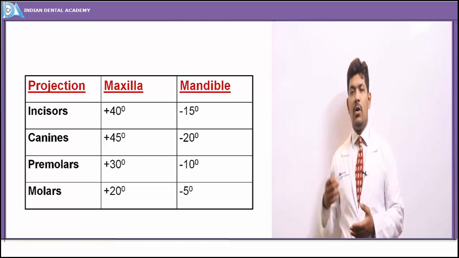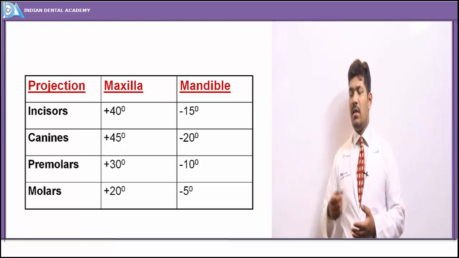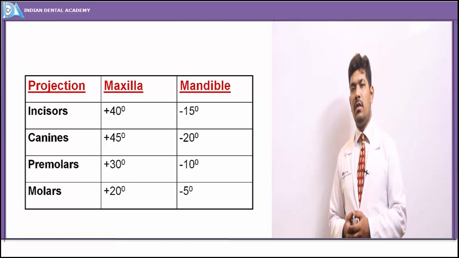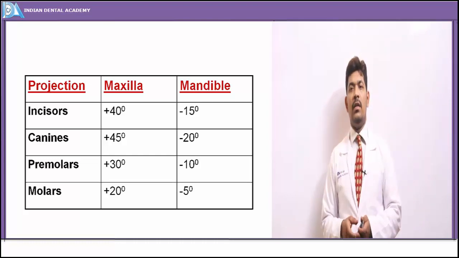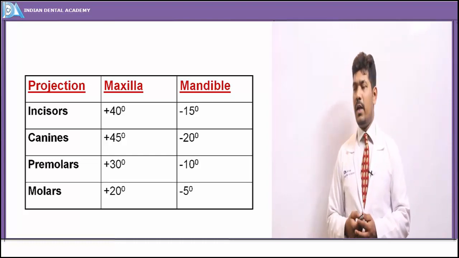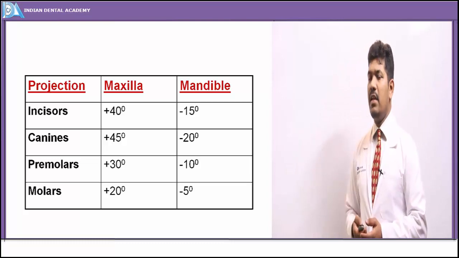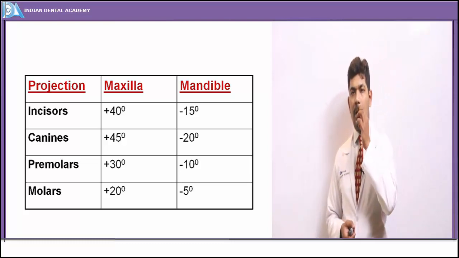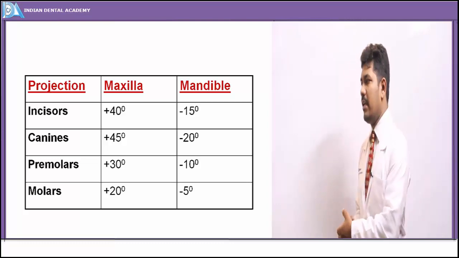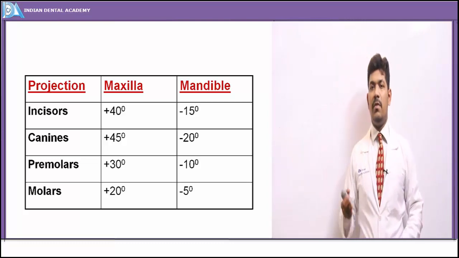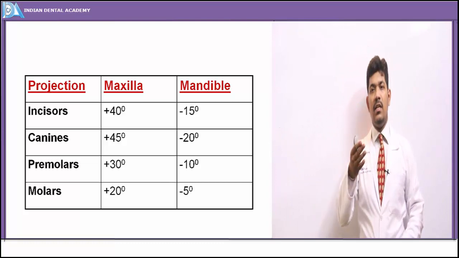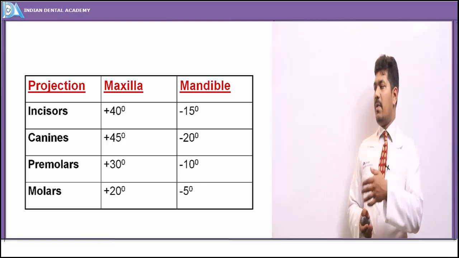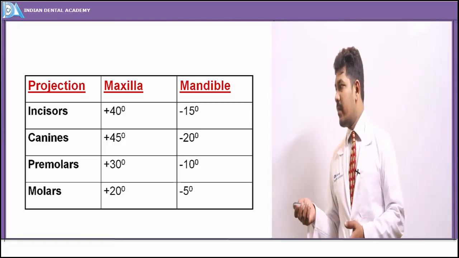Then we gradually go on to the premolars, plus 30, and molars, which have the least amount of angulation within the arch, that is plus 20. Now similarly for the mandible, just a reversal of the angulations, we give a negative vertical angulation, starting at minus 15 for incisors. Canines is increased because of the greater angulation, minus 20. Then the premolars minus 10 and molars minus 5.